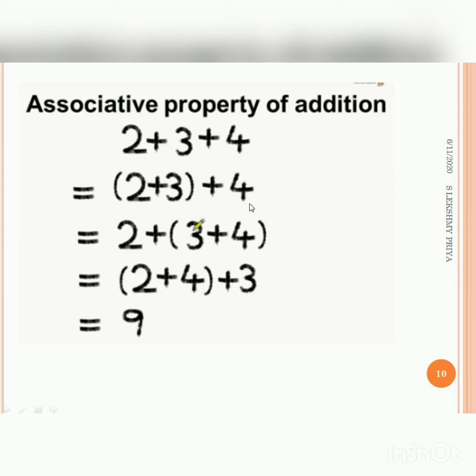2 plus 3 plus 4. 2 plus 3 is 5. 5 plus 4 is 9. You can add in this way also. 3 plus 4 is 7. 7 plus 2, it's 9. Correct. This way is also possible. 2 plus 4, it's 6. 6 plus 3, it's 9. So, associative property is saying that when we change the grouping, we have grouped this as 2 plus 3, 3 plus 4 and 2 plus 4, when we change the grouping of the addends, it will not affect the sum.